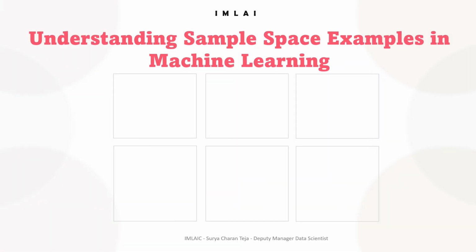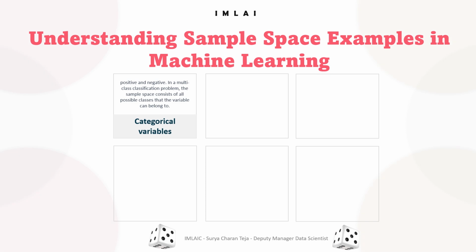Now the more fun part. As a data scientist, you should know the applicability of sample space to machine learning. So that's why I want to give you some examples where sample space is used in machine learning. In what all locations? First, let's begin with the categorical variables. In machine learning, a sample space refers to the set of all possible outcomes or observations that can be made for a particular variable or a data set.